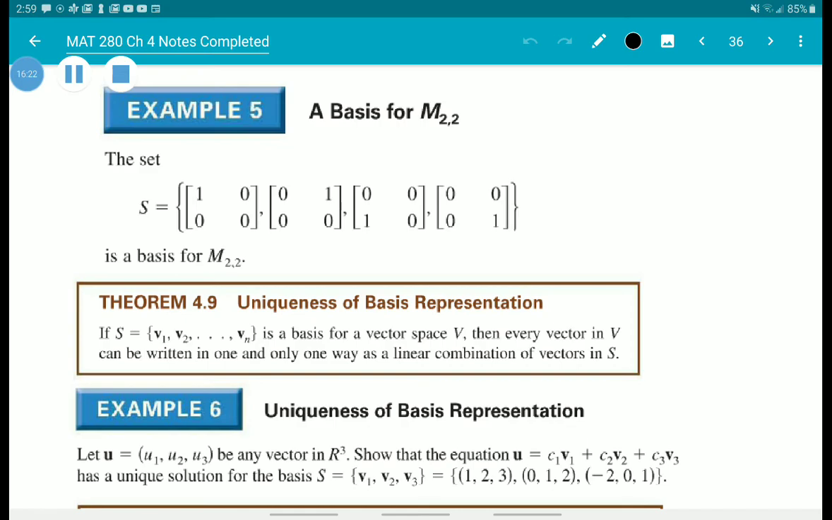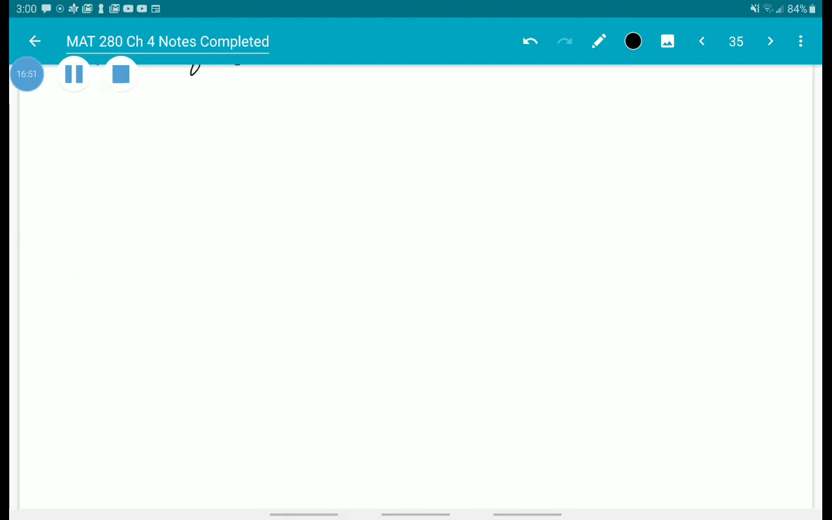So we could go through example 5 the same way. This is actually considered the standard basis for M22. Notice we've got a 1 in the top left here, top right, bottom left, bottom right, and everything else is zeros. So this would be really easy to write any 2x2 matrix in terms of these 4 vectors in this space. But let's go through and prove this one too. You have to show both things, spanning and independence.